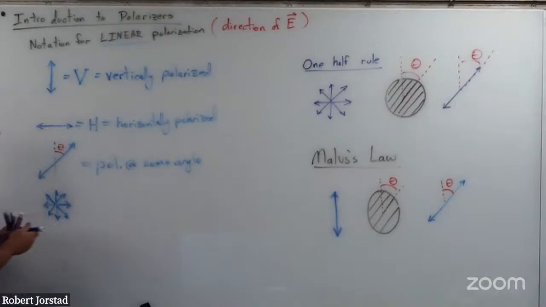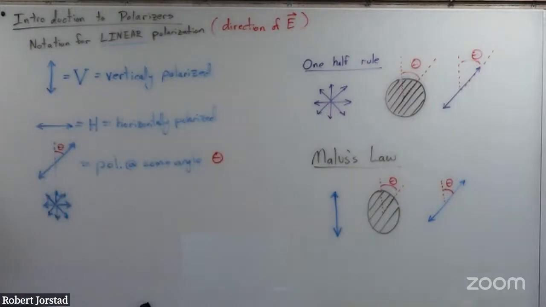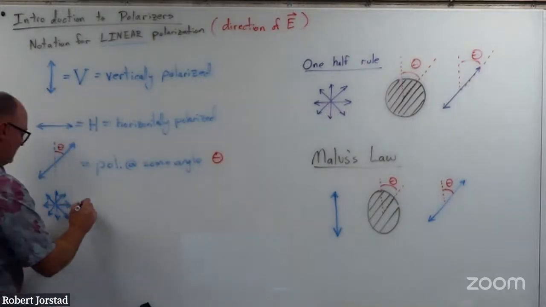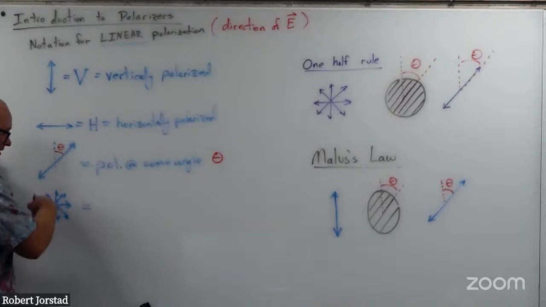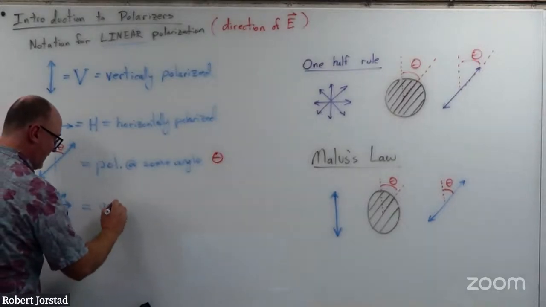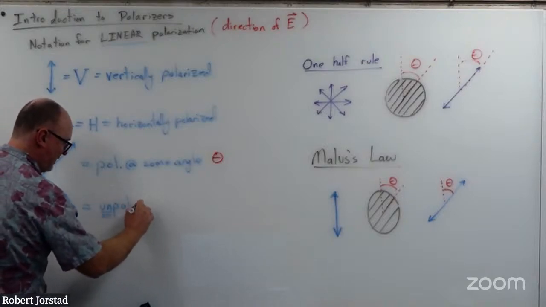You could have it at some arbitrary angle. It doesn't have to be straight up and down or left and right. It could be at some arbitrary angle theta. Now this example down here, notice there's arrows going in every direction. I'm not going to draw every single arrow, but this is not circularly polarized where it's swirling around. This is my notation for unpolarized light, meaning the electric field. I'll show you in just a second.